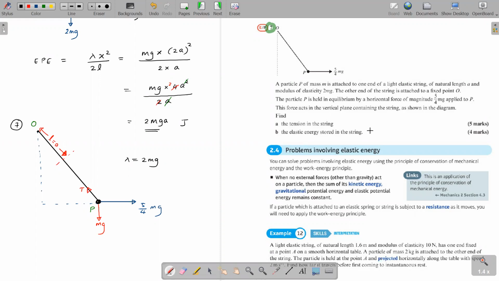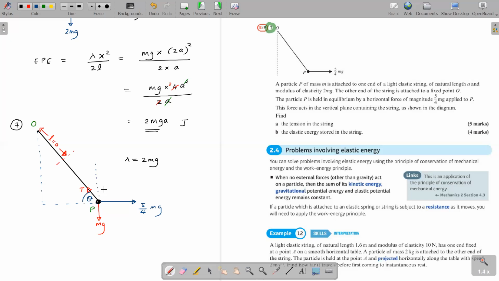Okay, so what do we need to find here? They're asking us to find the tension in the string. Part A, they ask you to find the tension in the string. So you can see there are several unknowns here. We do not know the tension. We do not even know the extension, right? Lambda x over L. We don't even know the extension. So we also don't know this angle. These lengths are not given to us completely. So this angle theta is also unknown.